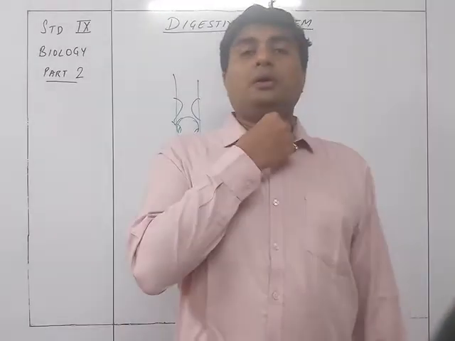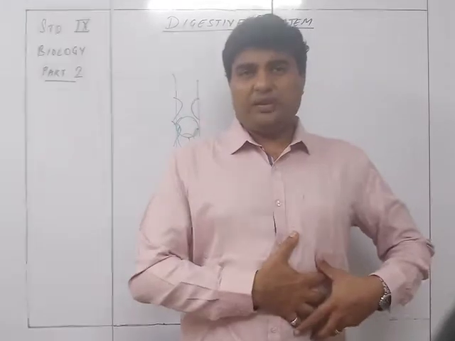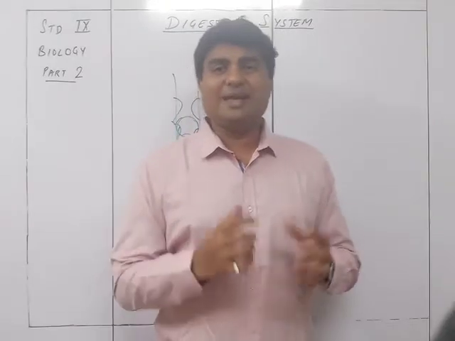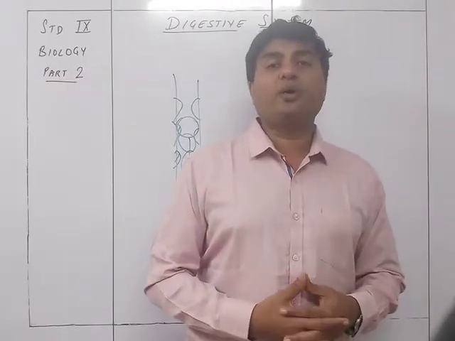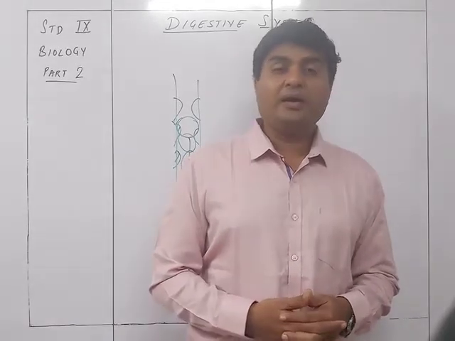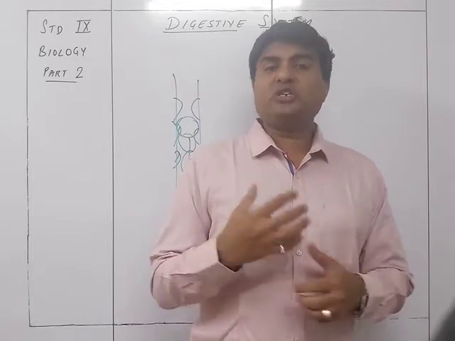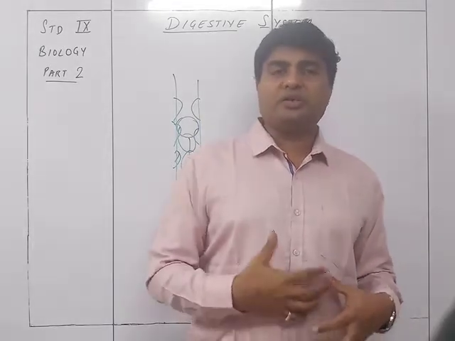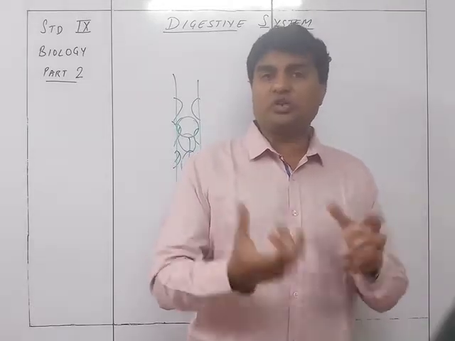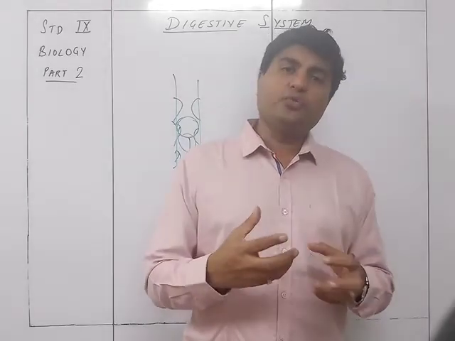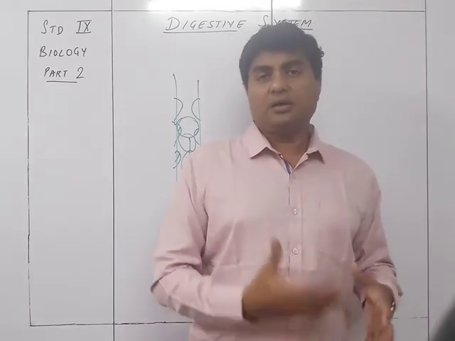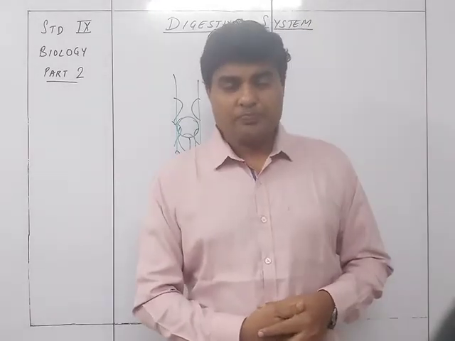So the stomach is a J-shaped elastic bag located just below the diaphragm. It can hold up to 2 to 3 liters of food, and the main thing is that the food is going to be churned by the muscular movement of the stomach. Inside the stomach there are muscles which keep on churning the food, and when they churn it, they mix the food with the gastric juice which is prepared inside the walls of the stomach.